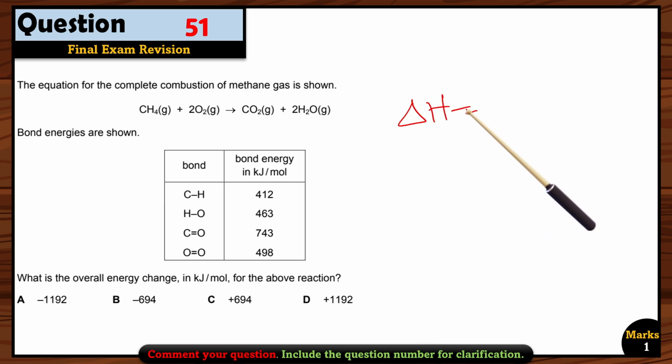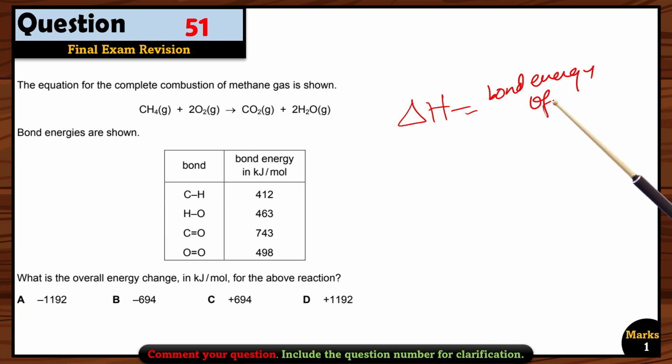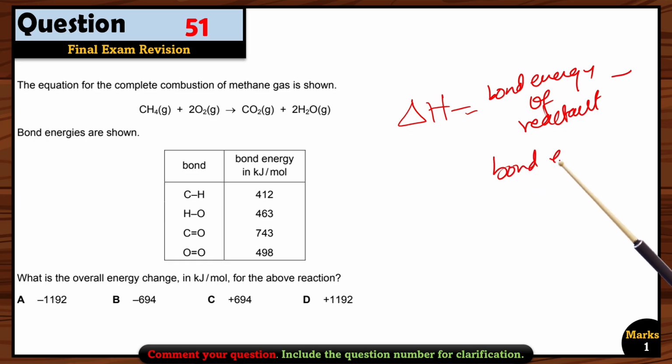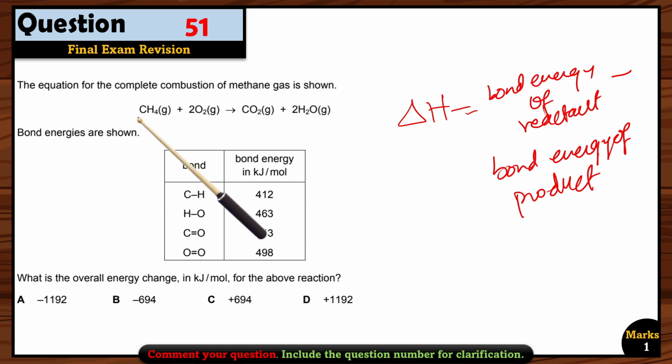The formula for calculating delta H is the bond energy of the reactants minus the bond energy of the products. This is the formula you have to use, and you have to calculate the bond energies. The biggest mistake students make is that they know the formula, but when calculating, they use the wrong values. Why do they use the wrong values? Because they misinterpret how many bonds are present.